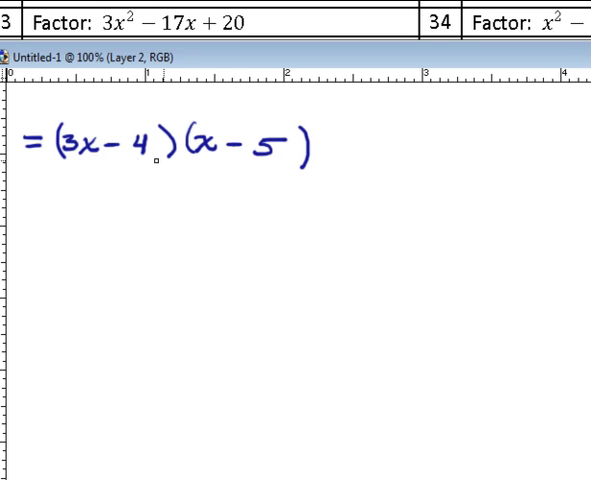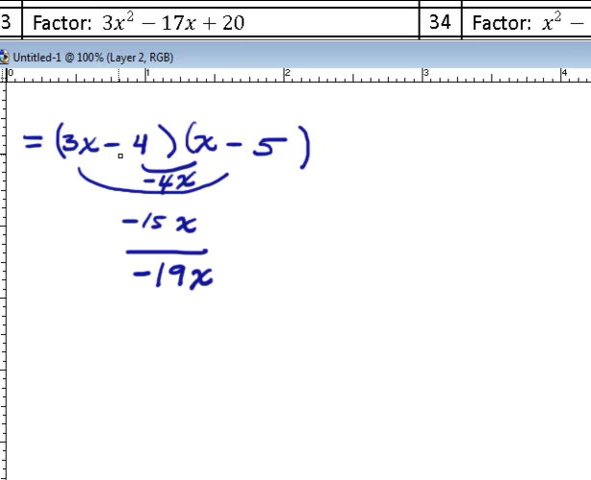okay, so let's try that. So we have 5 times 3, that's 15. Here we have a minus 15. And here we have a minus 4, which gives us a minus 19x. Okay, so that's not the right factorization, so we have to try something else.